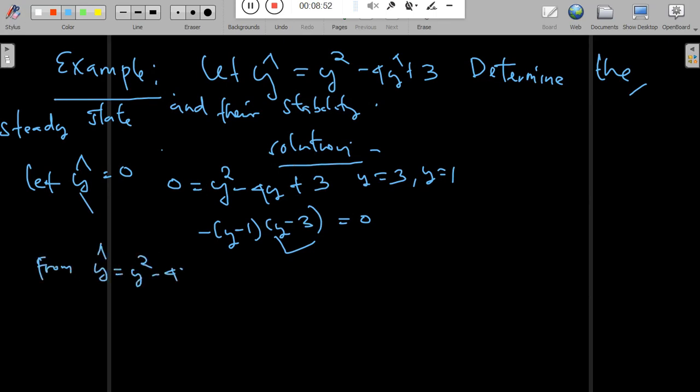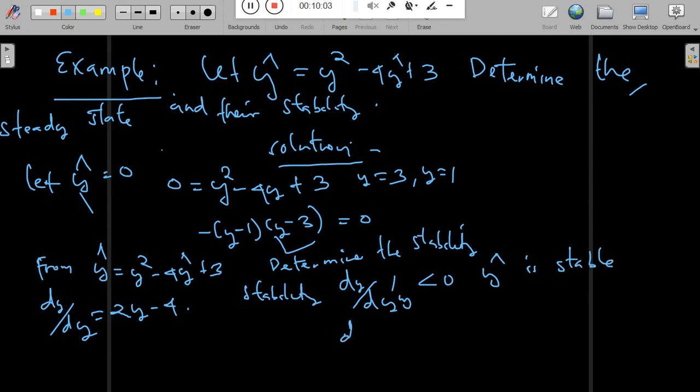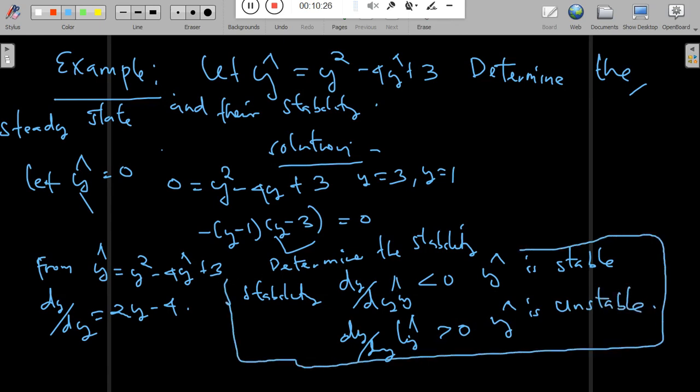Now from our original function, y squared minus 4y plus 3, let's find dy over dy, that is, we apply the derivative, which is 2y minus 4. Now let's determine the stability of the steady state level in this function. If the derivative is less than 0, the condition is known as stable. And if the derivative is greater than 0, then the function is unstable. So these are the conditions for stable and unstable steady state levels of the given function.